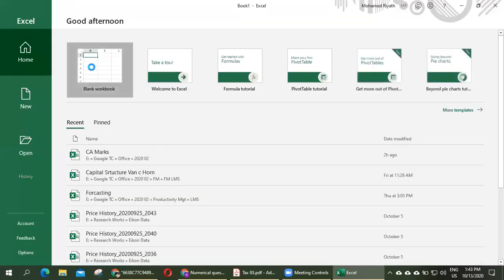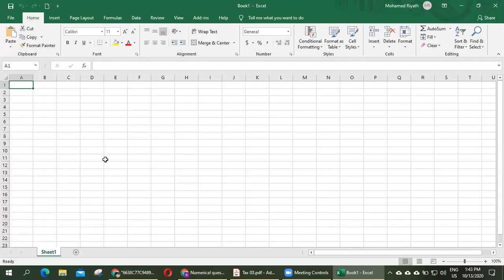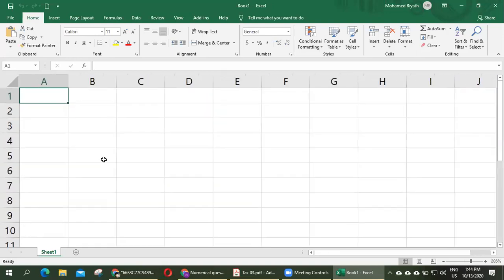Can you see the Excel sheet? Can you see the Excel sheet? Please comment. Is it visible to you?